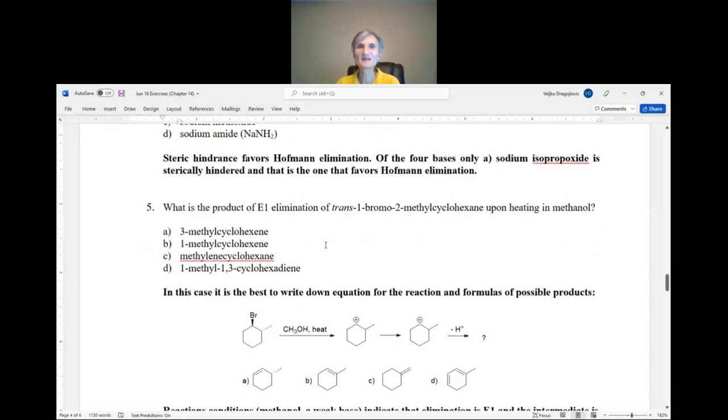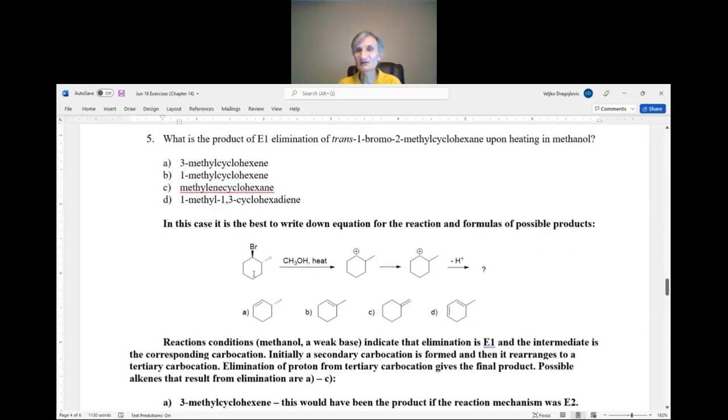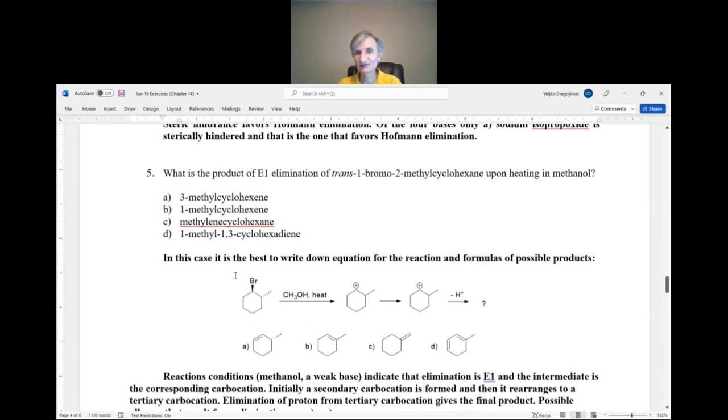Question number 5. What is the product of E1 elimination of trans-1-bromo-2-methylcyclohexane upon heating in methanol? So E1 elimination means that the intermediate is a carbocation. And so here you have 4 possibilities. The best approach is to write down the starting material first. This is trans-1-bromo-2-methylcyclohexane. Upon heating in methanol, bromine leaves to give the intermediate carbocation.